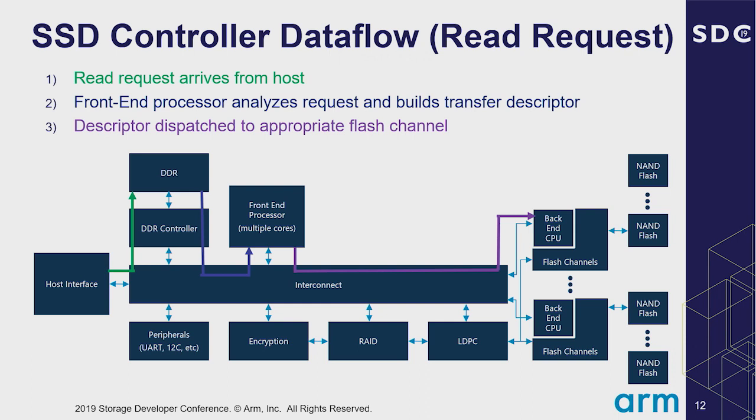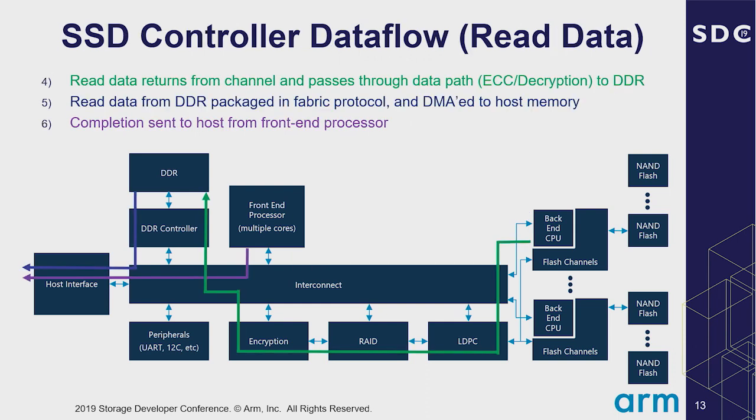The flash channel is going to go off and crank away and go get that data, whatever that data is that we're trying to fetch. Much time passes, of course. Flash is kind of inherently slow. So when the flash channel has that data, it returns, passing through our data path over to the DDR. This is, of course, the DDR on your device, not in your server.